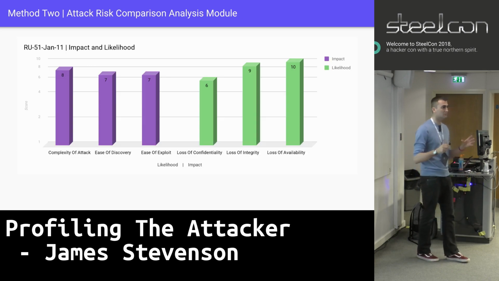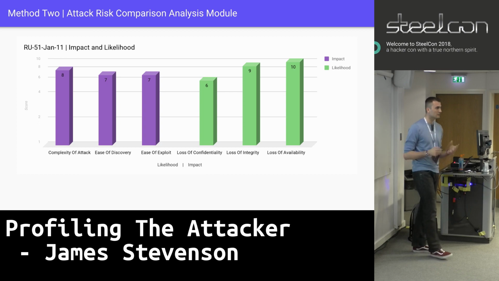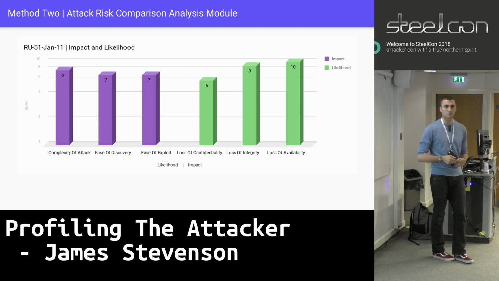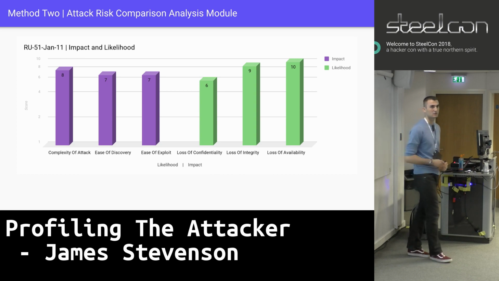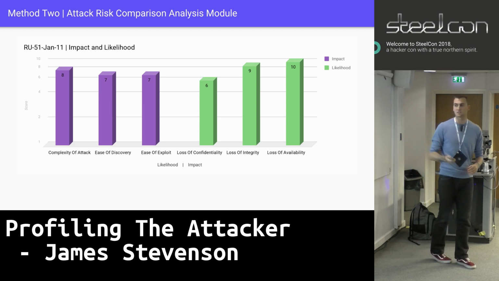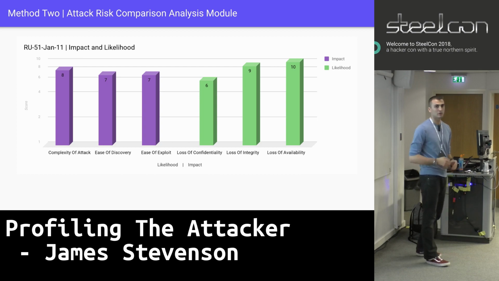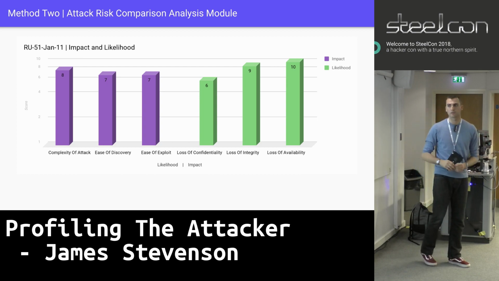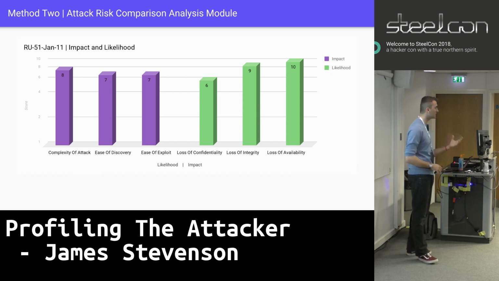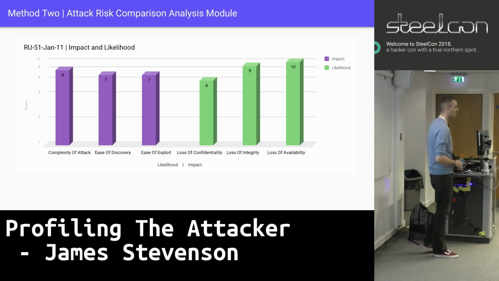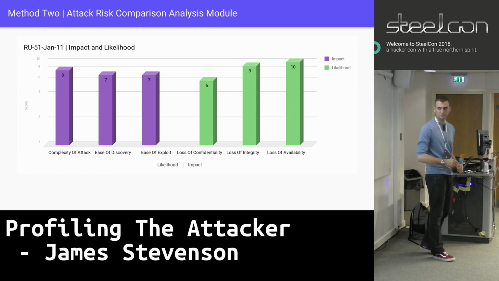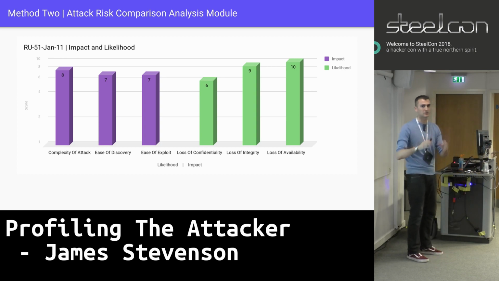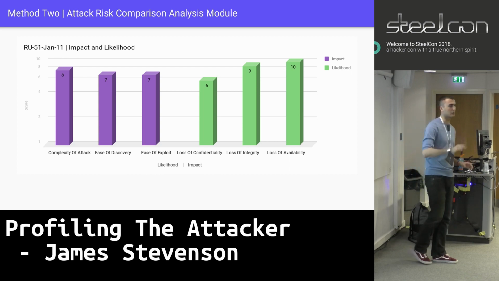So moving on to our next method for offender profiling. This method looks at risk. It says, what is the risk of this attack to my or my customer's organization? And the way it does this is it asks several questions. We then answer those questions with a number between 0 and 10. Questions like the complexity of attack, ease of discovery, ease of exploit, loss of confidentiality, integrity, and availability. And these are also broken down into two subcategories, likelihood and impact.